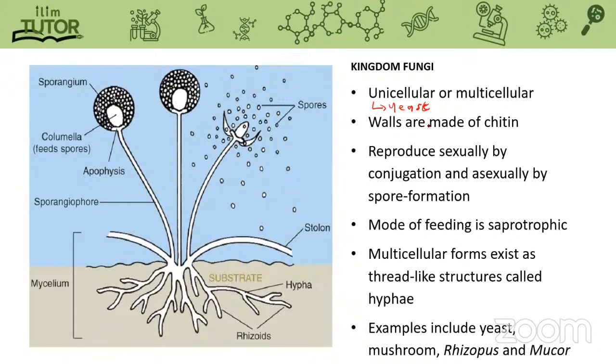So we start by establishing the fact that the first property we're going to look at, or the first feature, is the fact that the kingdom fungi could be unicellular or multicellular. Next, they equally have a cell wall that is made up of chitin.